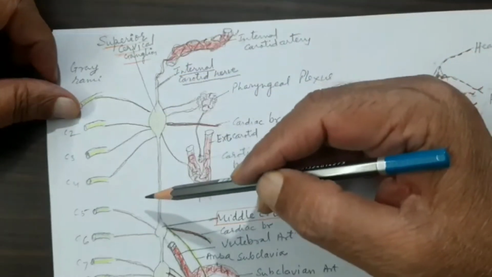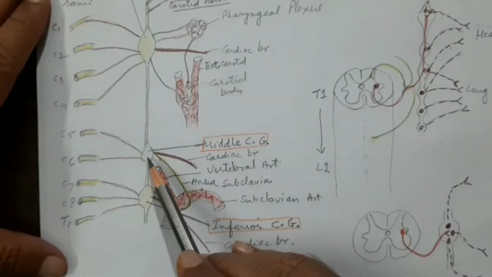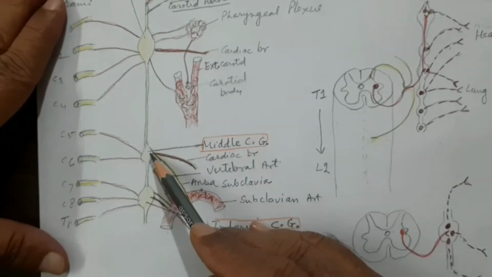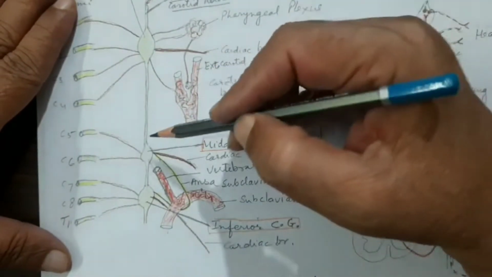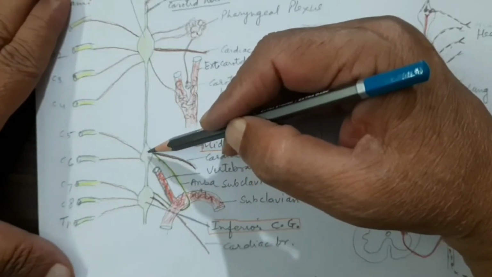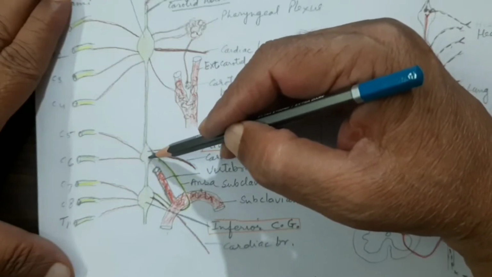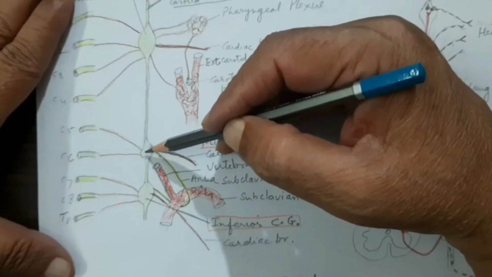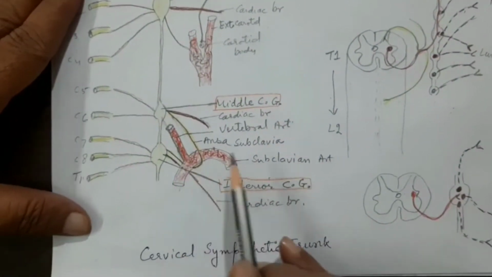Let us come to the middle cervical ganglion, which is small. It is formed by the fusion of the C5 and C6 ganglia. So two ganglia have fused to form the middle cervical ganglion. This middle cervical ganglion is present in front of the transverse process of the C6 vertebra, and as I said, it represents the two fused ganglia C5 and C6 into one. Let us come to the inferior ganglion.